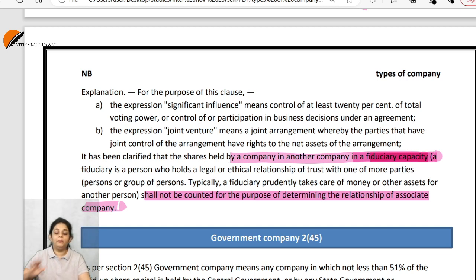Yes, so please revise it before we move to the next topic, that is government company and foreign company, in the next video.